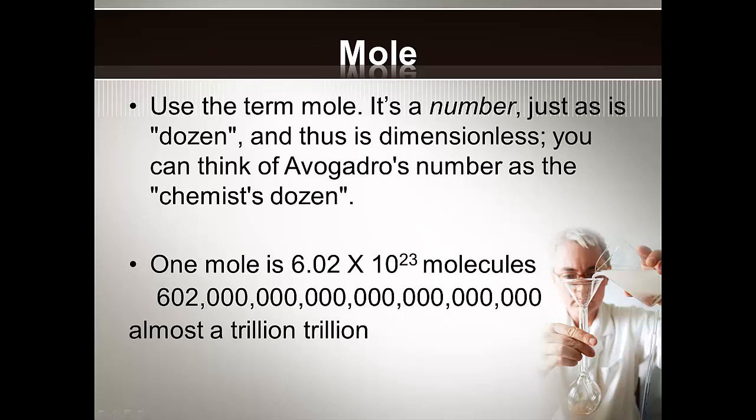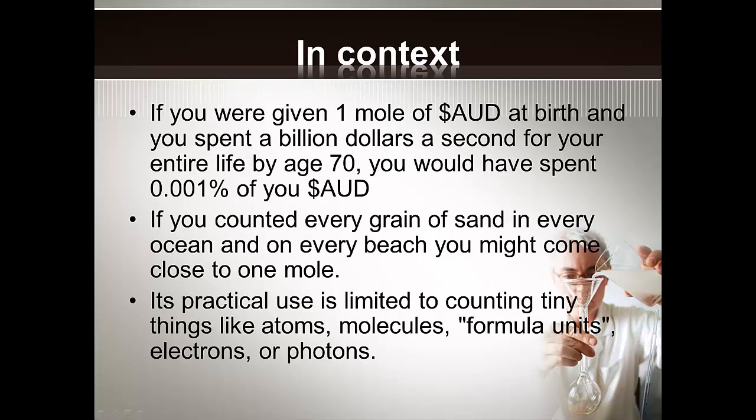It's a big number. Okay, if you were given 1 mole of dollars, Australian dollars at birth, and spent $1 billion a second for your entire life, by age 70, you would have spent 0.001% of your Australian dollars that you were given at birth. Okay, $1 billion a second. If you counted every grain of sand in every ocean, on every beach, you might come close to 1 mole. Its practical use is limited to counting tiny things.